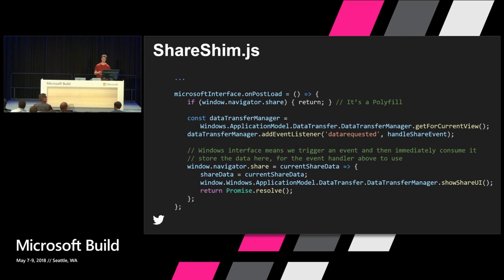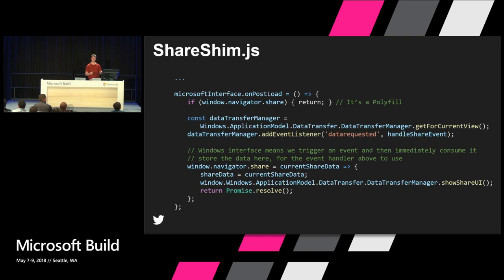All right, and then part 2 is, as you can see in the first line, we're using that lazy loaded interface, that post-load event, to do our shimming or polyfills. We're going to attach ourselves to the data transfer manager. That's just a Windows API that lets us know when a share has been requested. And we're going to attach that event handler you just saw. And then we're going to mimic or polyfill the existing web API where it doesn't exist.